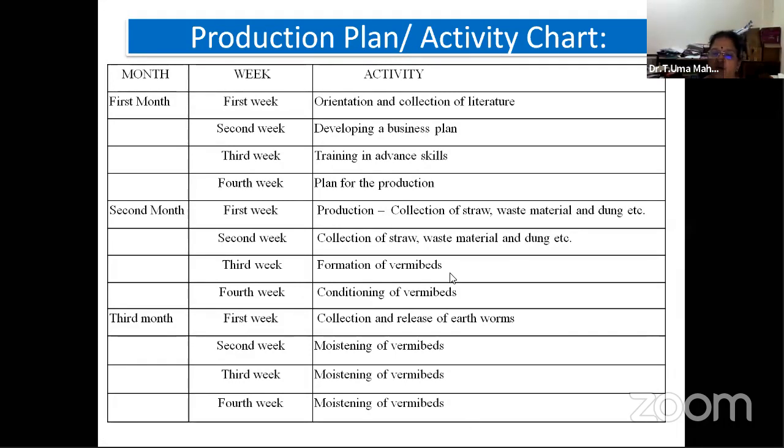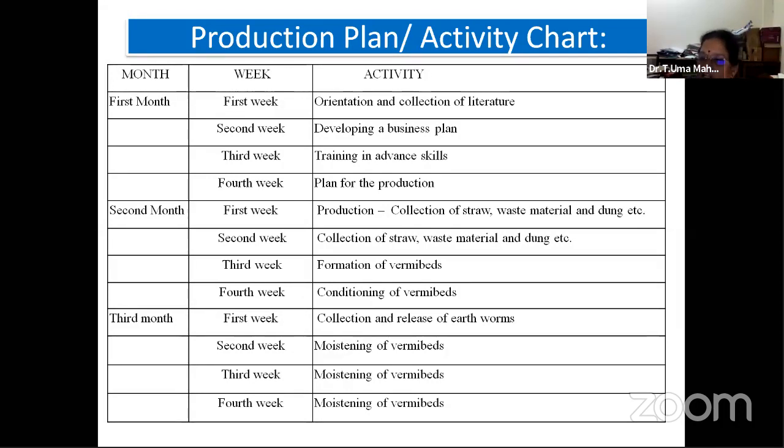Next, form the vermi beds. I'll show you. Here you have to see that from east to west direction, you go on spreading the material mixed with the dung. Afterwards, you just slide. I think everybody will have the experience: whenever you heap dung, automatically you see some heat coming out of it.